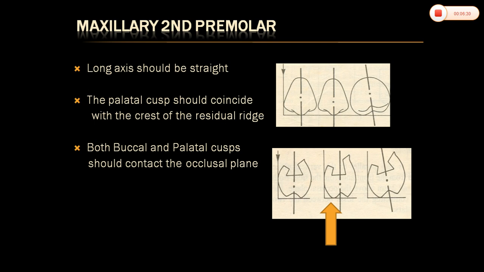According to one more principle, we can arrange the glass plate relation for both the maxillary first premolar and second premolar, with both buccal and palatal cusps touching the glass plate. But to be particular, the maxillary first premolar palatal cusp should be 1 mm above the occlusal plane, and for the maxillary second premolar, both buccal and palatal cusps should contact the occlusal plane.